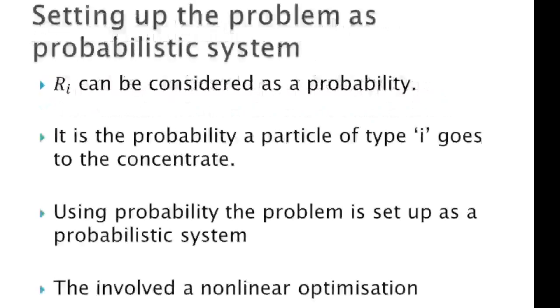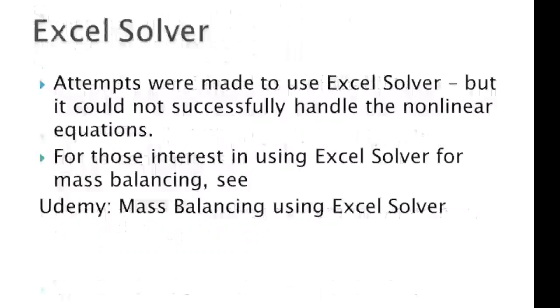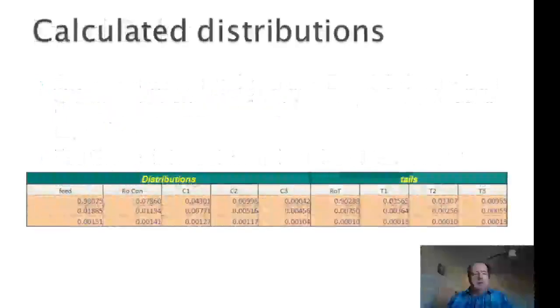So we consider the recovery as a probability. It's a probability a particle of type I goes to the concentrate. We use a probabilistic system, and because of that, it's a non-linear optimization problem. It's not simple. Well, we can try and use Excel solver, but it couldn't successfully handle the non-linear equations. But if you are interested in Excel solver in more depth, there's a course applying mass balancing using Excel solver.